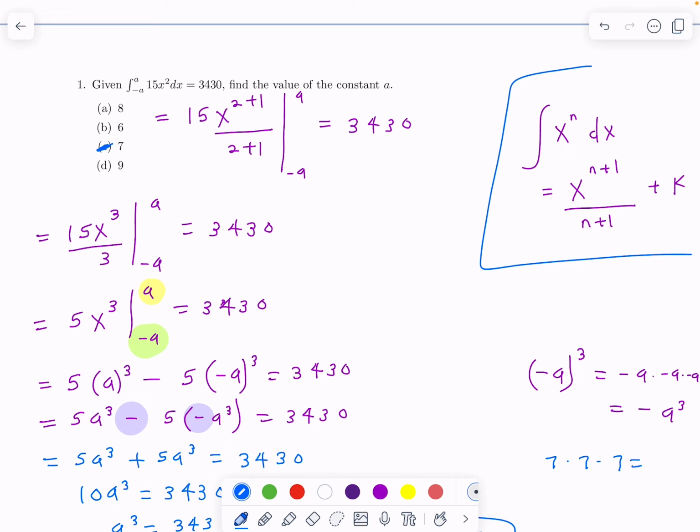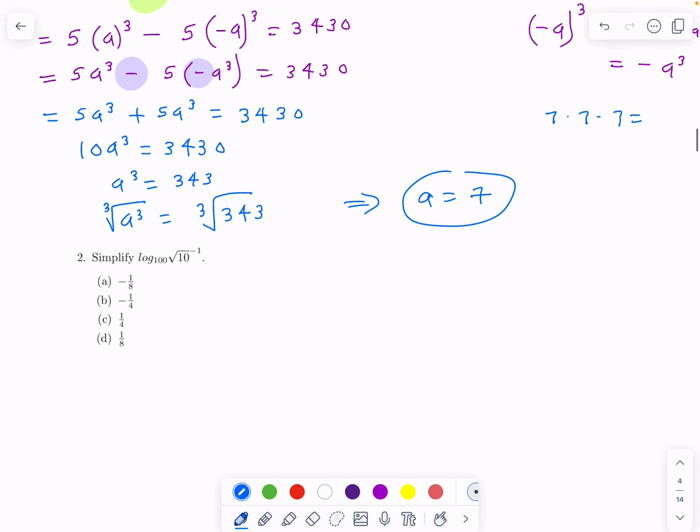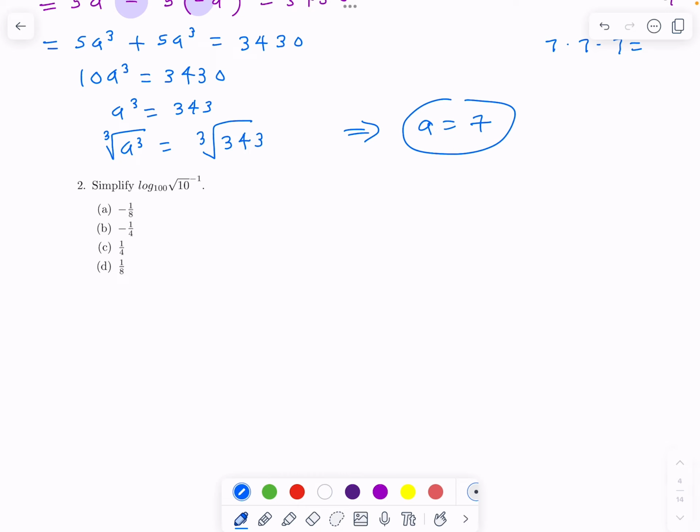Oh, okay. This is an interesting problem. Yeah. So now let's look at this second problem.